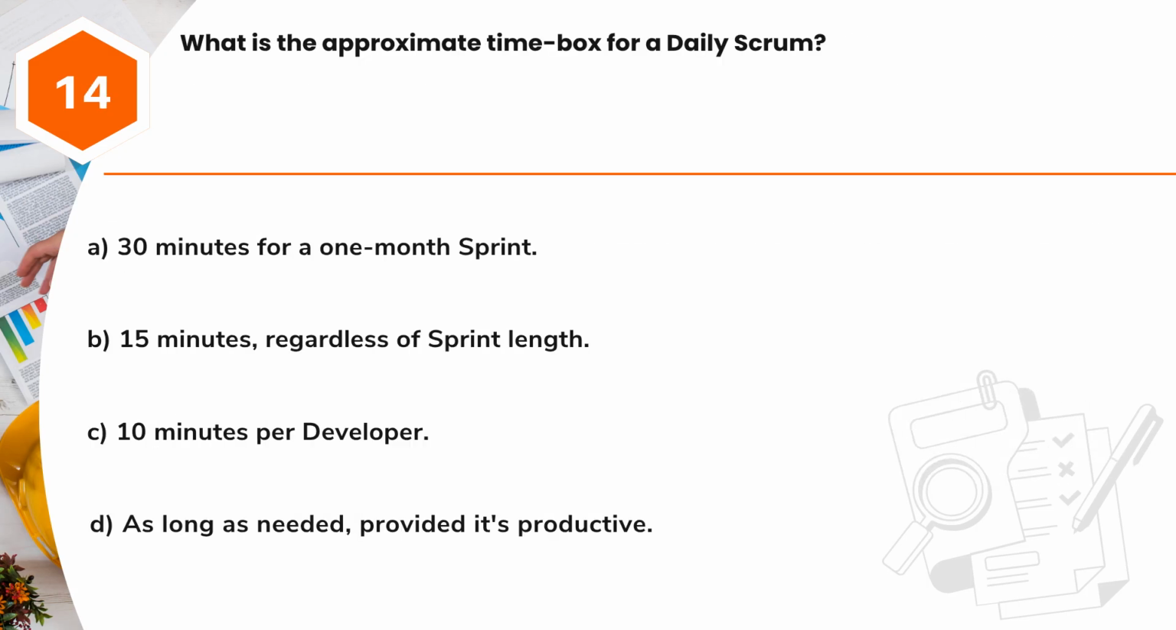Question 14. What is the approximate time box for a daily scrum? A. 30 minutes for a one-month sprint. B. 15 minutes, regardless of sprint length. C. 10 minutes per developer. D. As long as needed, provided it's productive.